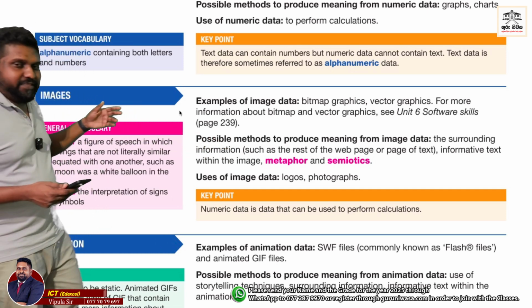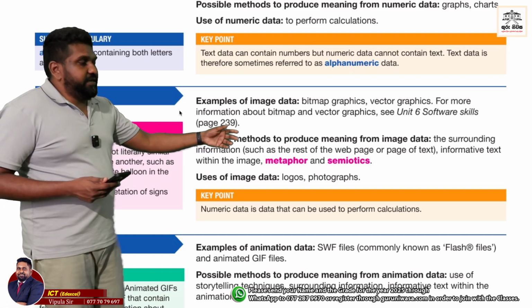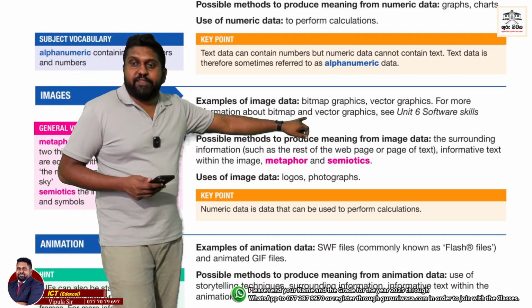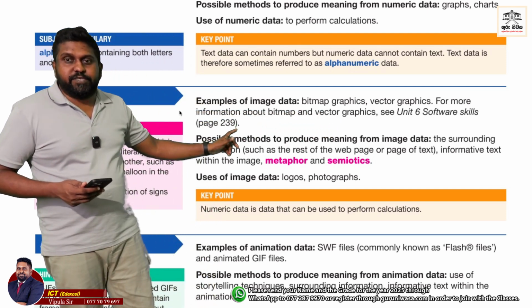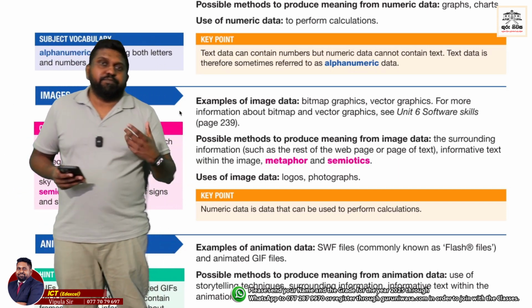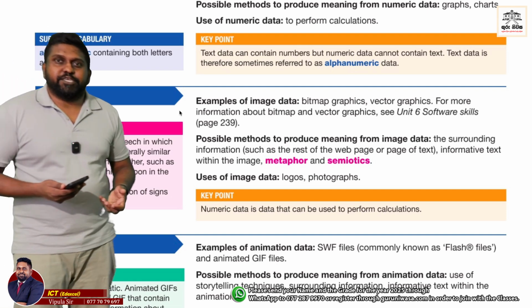Image data again can be of multiple different types. We have bitmap graphics and vector graphics, and for bitmaps we have different types where you have different compressions and quality ratios.